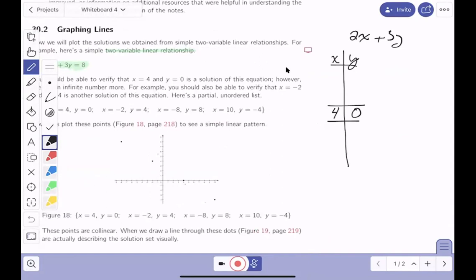Plus 3y is equal to 8. Well, I want to see if this makes sense. Well, what's twice 4? It's 8, right? And what's 3 times 0? It's 0. Is 8 plus 0 equal to 8? Of course it is. Let's pick another one.